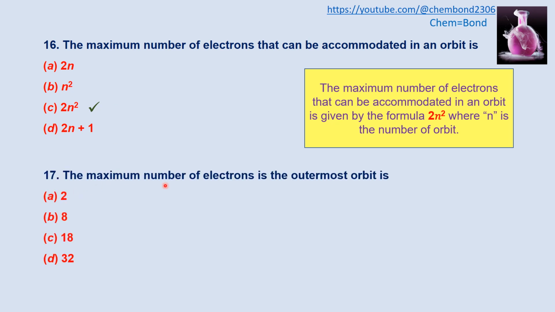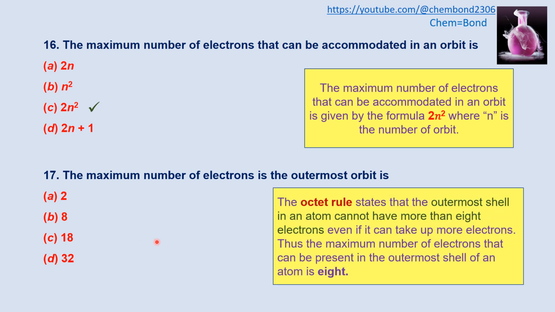The maximum number of electrons in the outermost orbit is: 2, 8, 18, or 32. According to the octet rule, the outermost shell in an atom cannot have more than 8 electrons, even if it can take up more electrons. Thus, the maximum number of electrons that can be present in the outermost shell of an atom is 8. So, 8 is the correct answer.